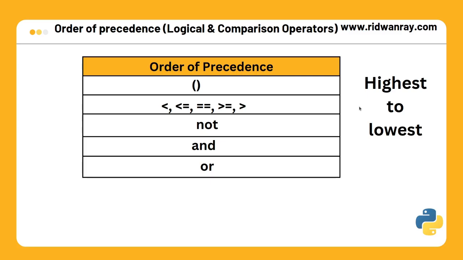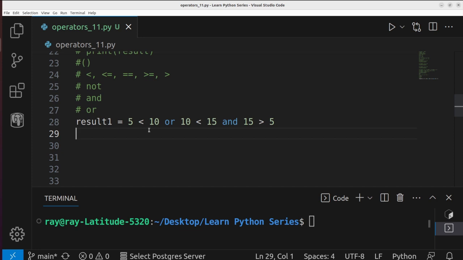Just like arithmetic operators have an order of precedence, logical and comparison operators also have their own order of precedence. This order determines how expressions involving these operators are evaluated. Parentheses are always evaluated first, followed by comparison operators. The comparison operators are on the same level, then logical AND, and logical OR. In the order of precedence, comparison operators are higher than logical operators. That means the comparison parts will be evaluated first.